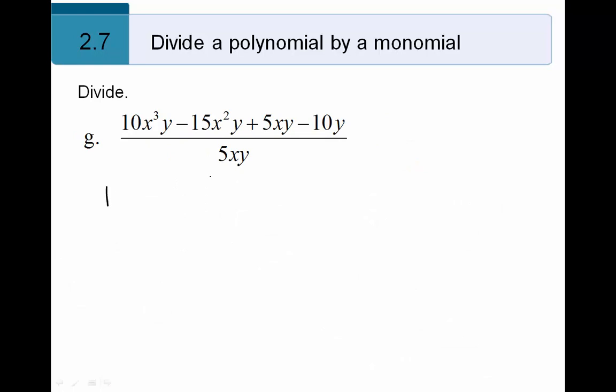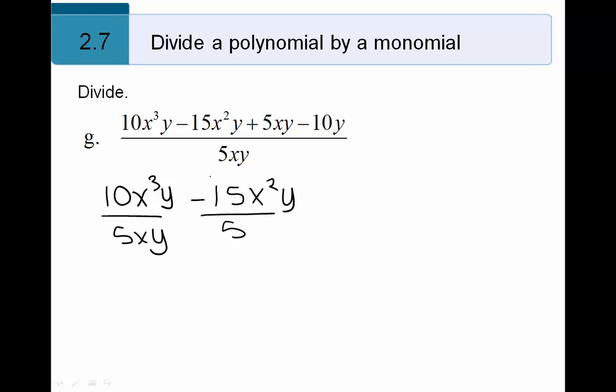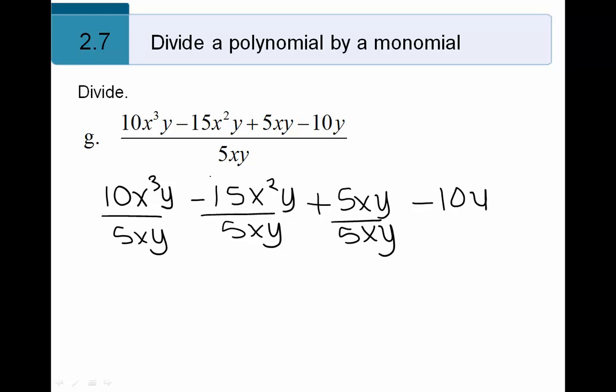All right, we have 10x to the third y divided by 5xy. We have negative 15x squared y divided by 5xy. We have positive 5xy divided by 5xy. And we have negative 10y divided by 5xy.